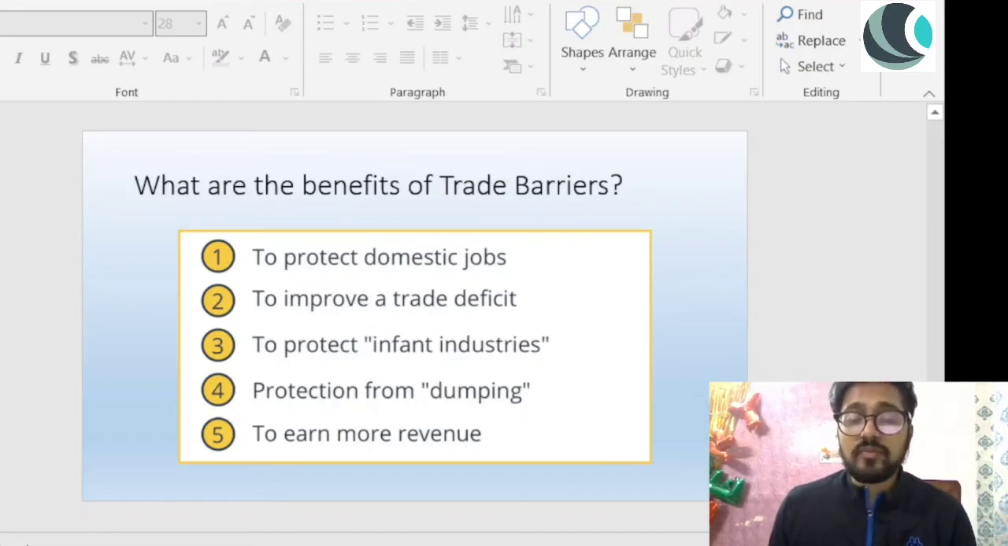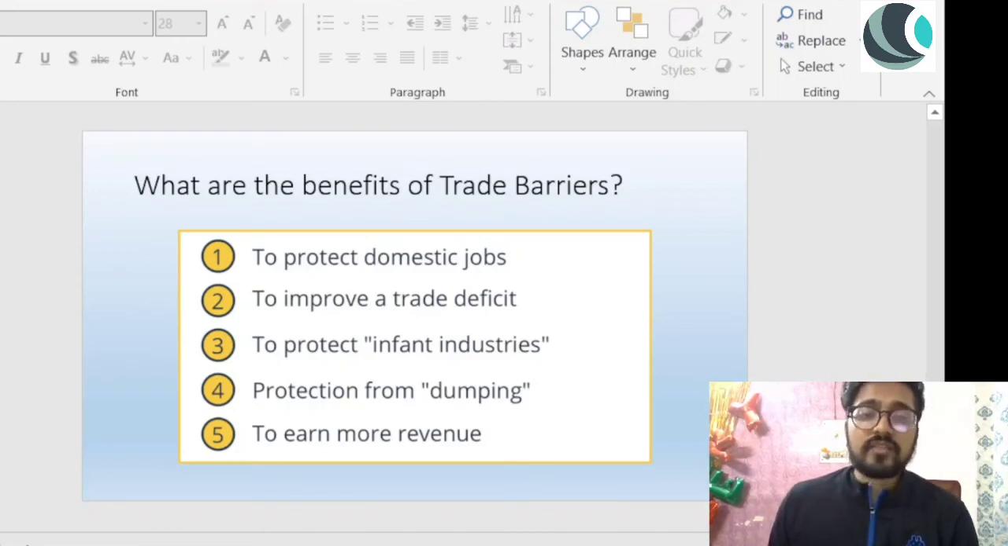But let's assume the other way around, right? If there are no barriers, how will the US government protect their domestic jobs if all those call centers for US companies are being placed in the US? They'll protect their domestic jobs, right? We're thinking from their perspective. So if a trade barrier is imposed, they will be able to protect the domestic jobs of their country.